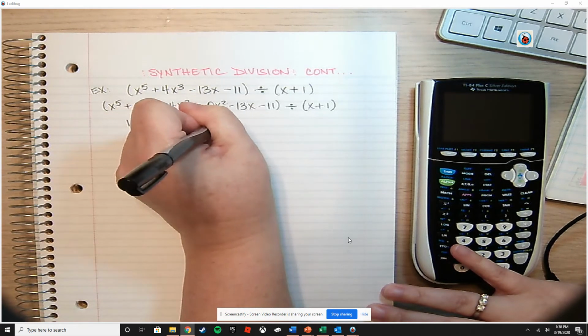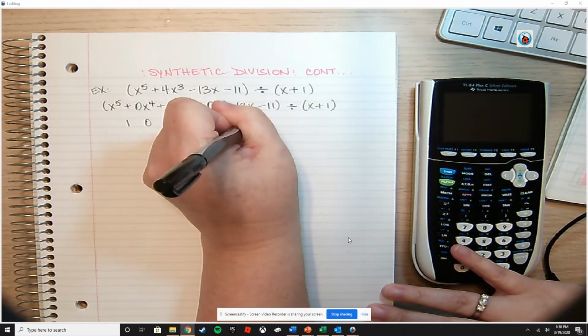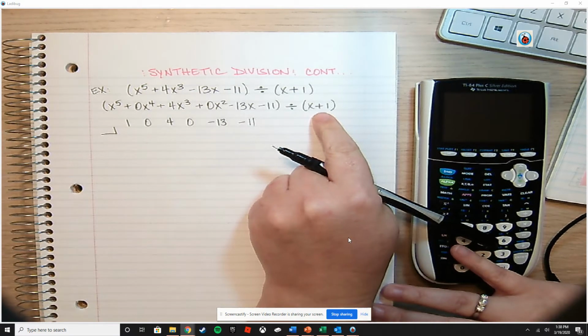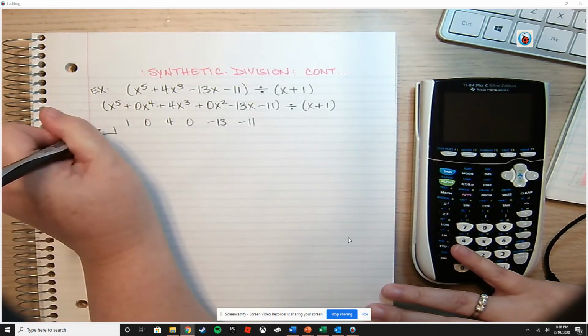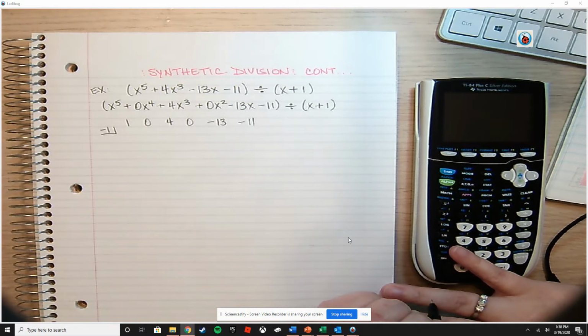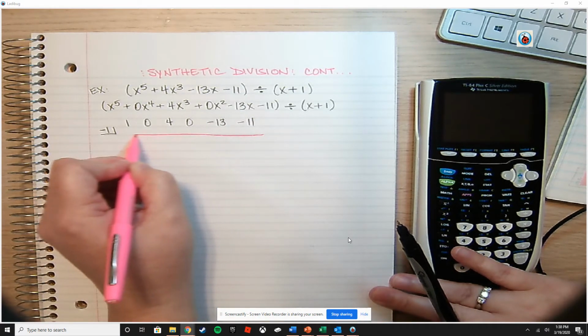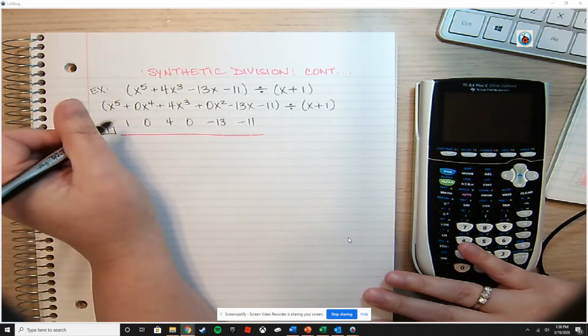So I'm going to drop my first coefficient, which is 1, then 0, then 4, then 0, then negative 13, and then negative 11. And then I take the opposite of what's here. So I have a plus 1, so I use negative 1.